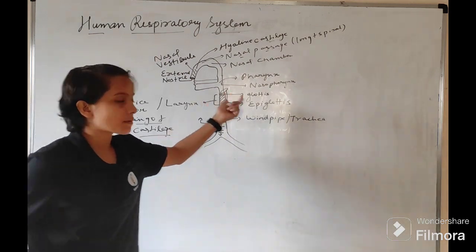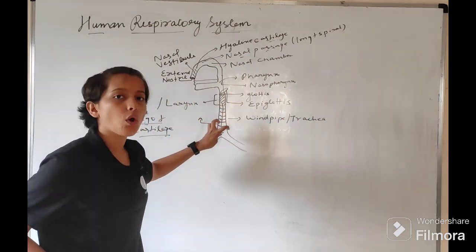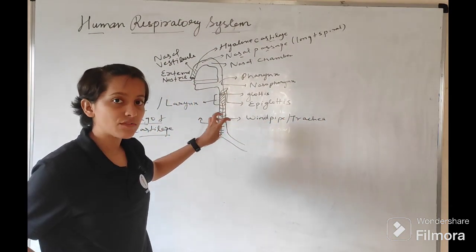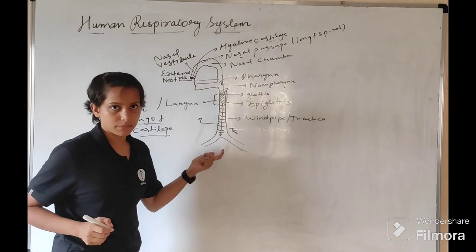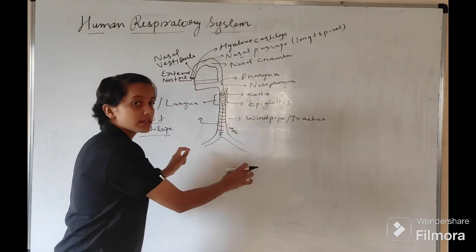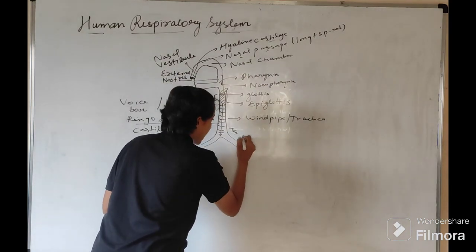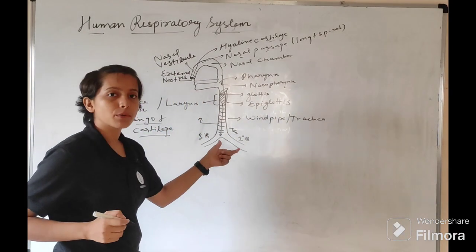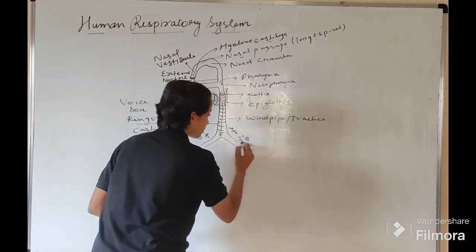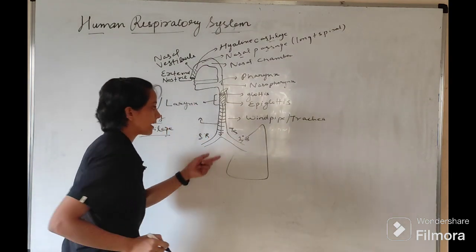Now, what happens? This our windpipe and trachea, at the level of the mid-thoracic vertebra, and specifically quoting which vertebra, that is our fifth thoracic vertebra, this windpipe, this trachea, divides into two parts. What are the parts? They are known as primary bronchi. Okay, each of these will be known as a primary bronchus, and these primary bronchi will be entering into our lungs. Okay, so this is our lungs, and it is entering into my lungs.